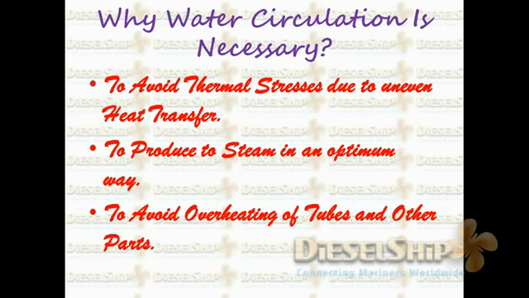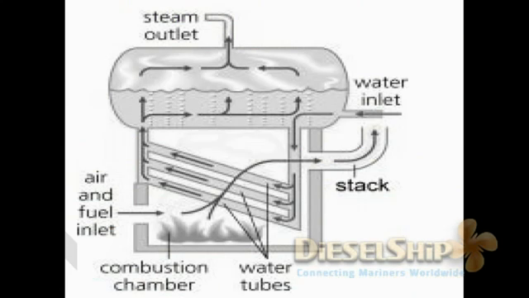Why is it necessary for the water inside the boiler to circulate? It's very simple. If the water is stagnant, there will be uneven thermal stresses. What I mean is, one part of the water will be heated and the other part will still remain as water, and the steam and water mixture will not allow steam formation in a proper way, thus increasing fuel consumption and overheating of tubes. Let's now see a simple boiler design.